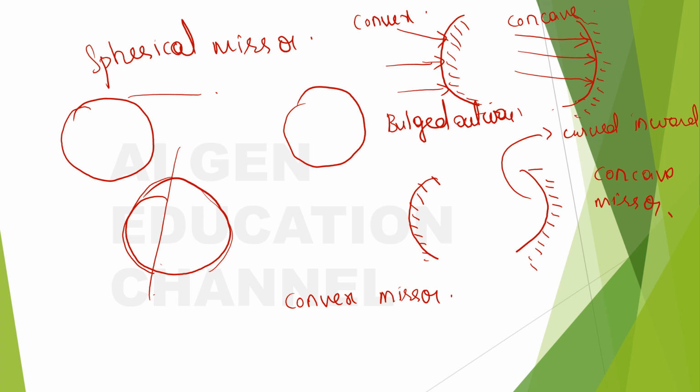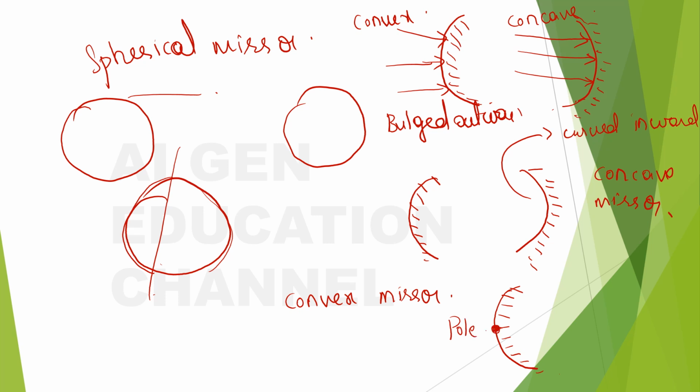These are very important. The center of any mirror that you take, let us see about this mirror. What is this mirror called? Yes, convex mirror. Now, the center of the mirror is called the pole. This part is the pole.